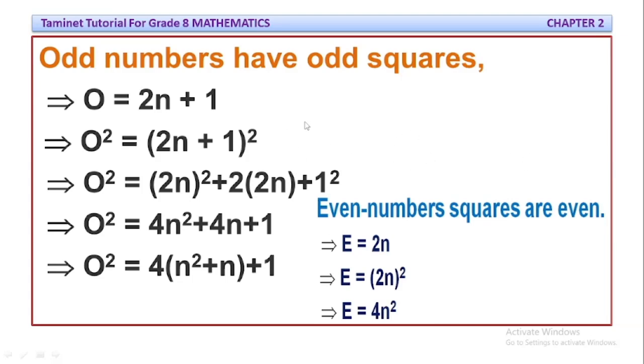3 is an odd number. The square of 3 is 9. 9 is an element of odd numbers. 2 is even. The square of even is even. 2 square is 4. 4 is even. 6 is even. 6 square is 36. 36 is also even. So this is always true.